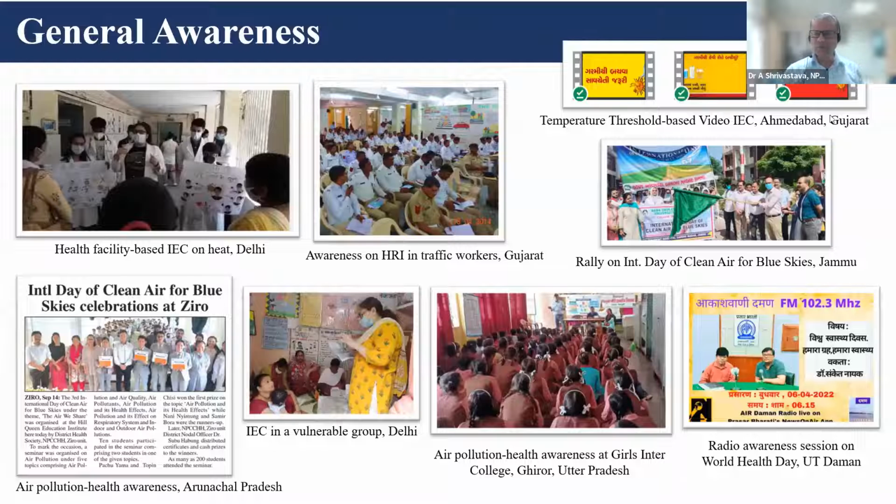Now a glimpse of some of the work that we have done. This is regarding awareness. We organize activities in the health center. We organize activities in vulnerable populations, in children, in slums. We also have IEC contents, and occupational risk groups are also provided sensitization and awareness.